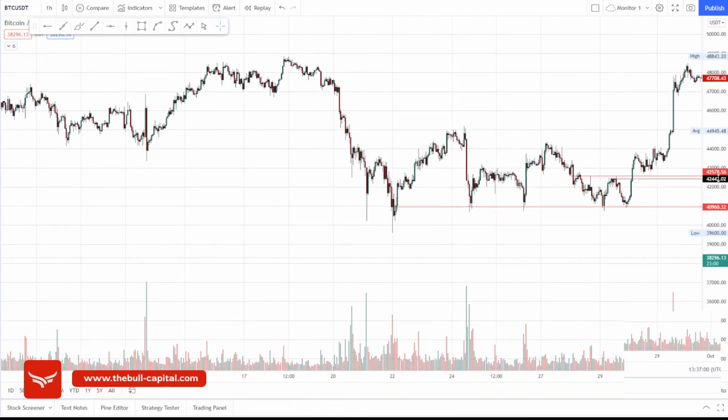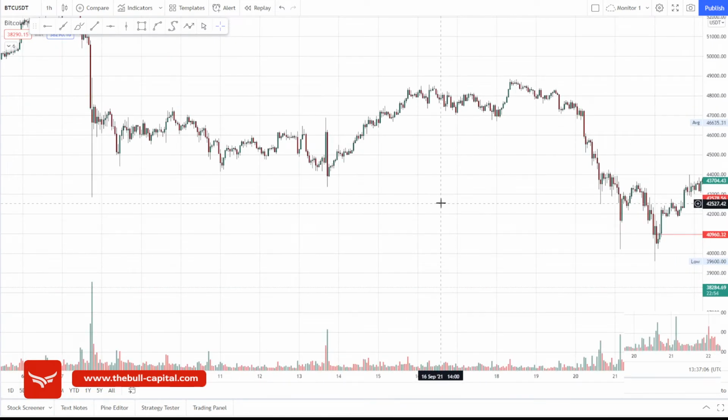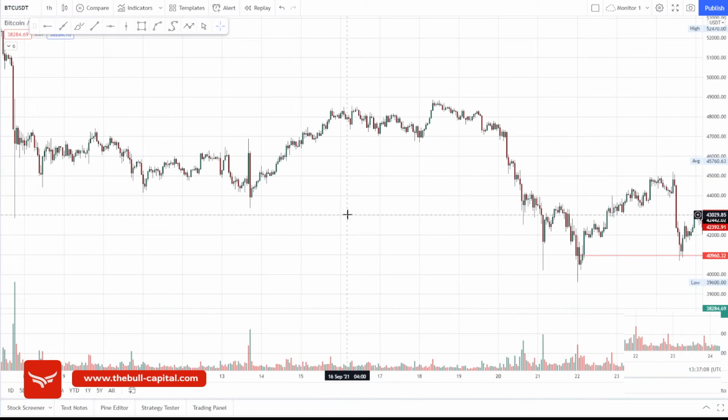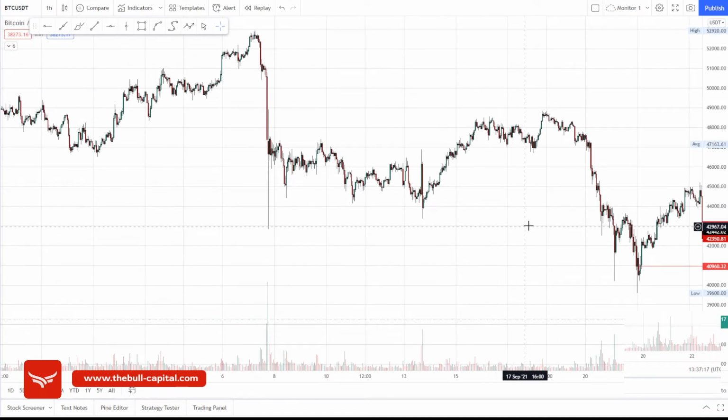So let's see what else we can find. I'm gonna show you a few examples so you understand actually how the hold and the break levels look, and how you can use them.